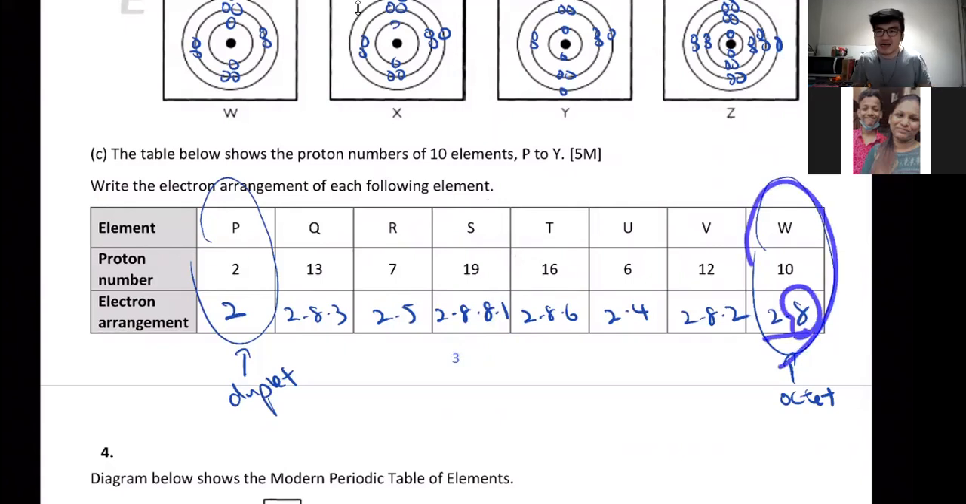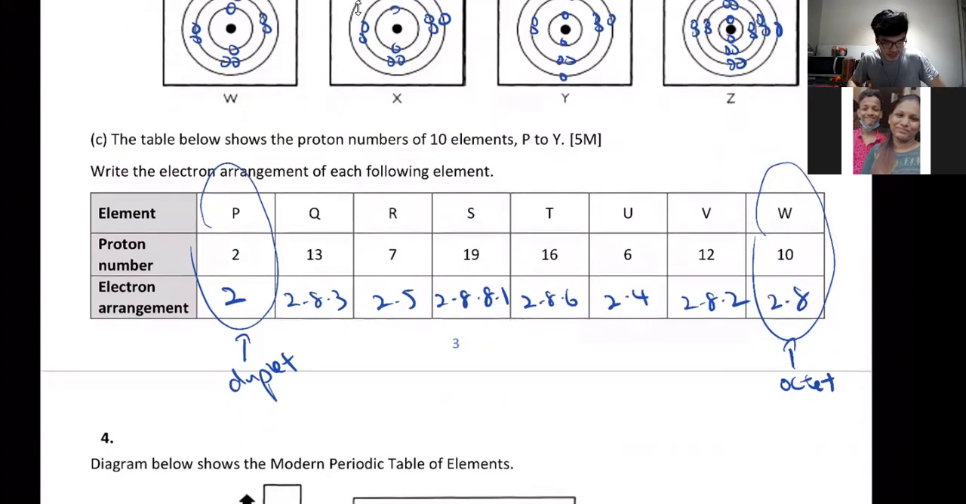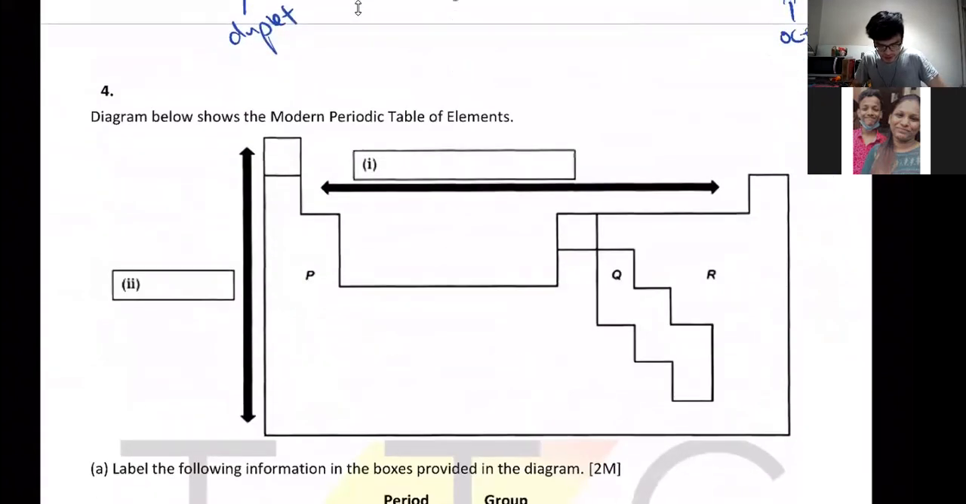I'm so happy already. Do I need to take another one? No. Do I need to throw another one? No. So this is very stable. W is very happy now. Okay, I'm making sense. So next, number 4, periodic table.